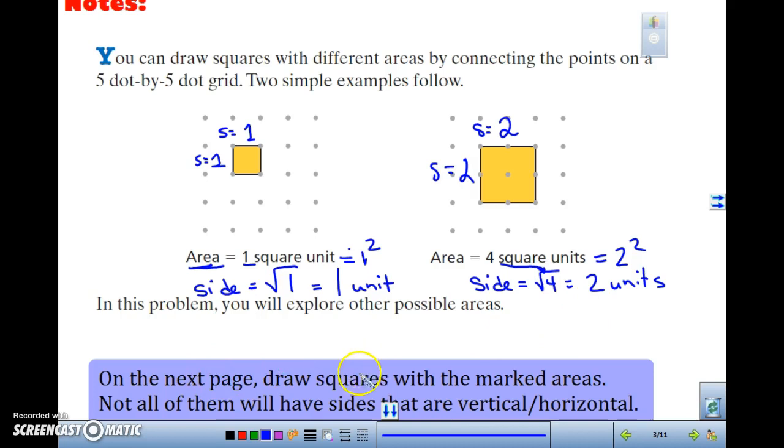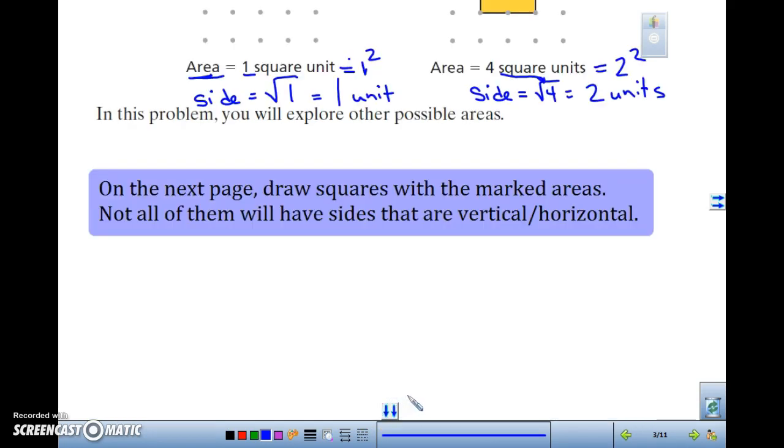So it says on the next page you're asked to draw squares and mark their areas. Not all of the sides will be vertical or horizontal. So keep that in mind. And what I also want you to think is right at the bottom of your page I want you to write the word area and I want you to write the word side.